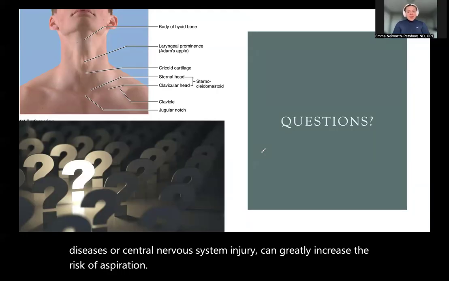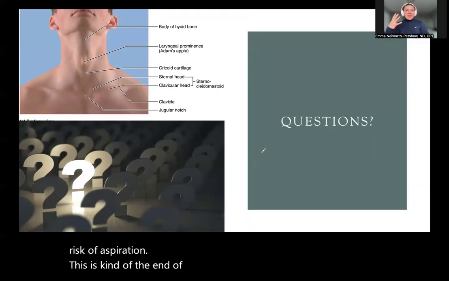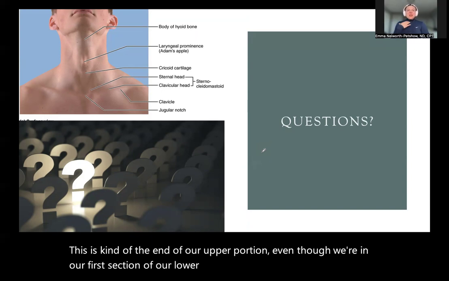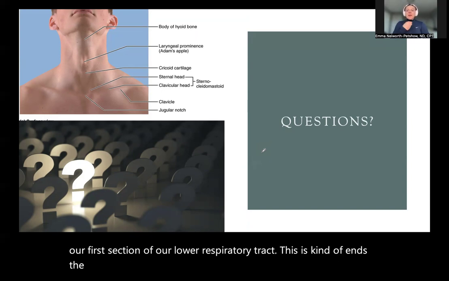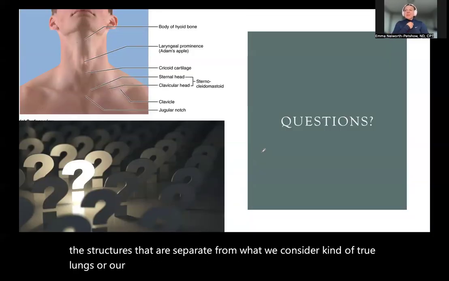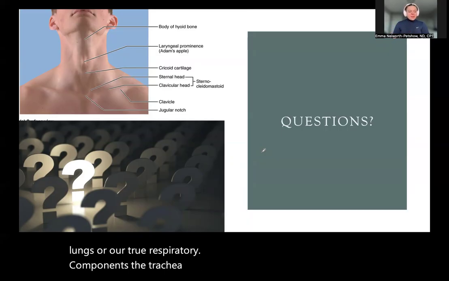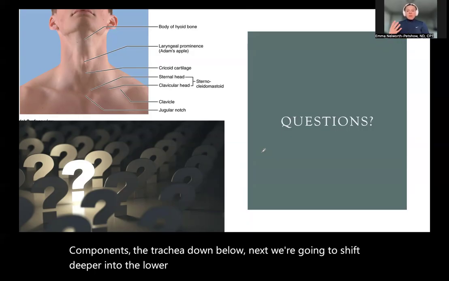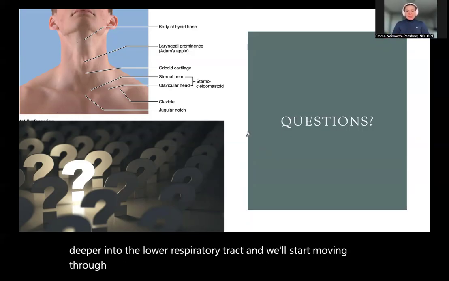This is kind of the end of our upper portion. Even though we're in our first section of our lower respiratory tract, this ends the structures that are separate from what we consider the true lungs, or our true respiratory components, the trachea down below. Next, we're going to shift deeper into the lower respiratory tract, and we'll start moving through those anatomical structures and discuss some of their functions.